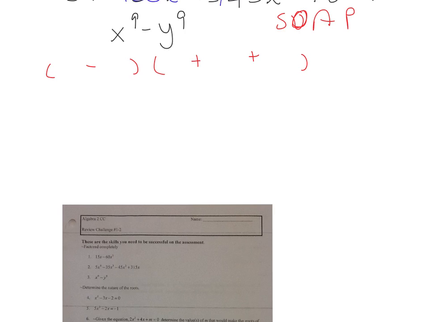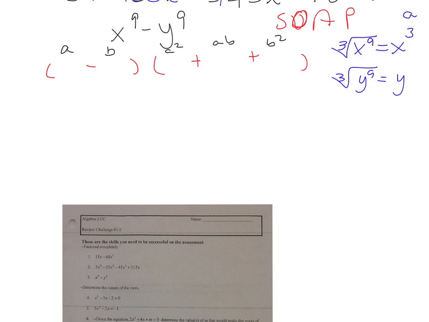And then inside, remember, this is A squared, AB in the middle, and B squared at the end. Alright, so over here on the side, I need to do my perfect cubes. The cube root of x to the ninth is x to the third. That's going to be my A. And the cube root of y to the ninth is y to the third, and that's my B.